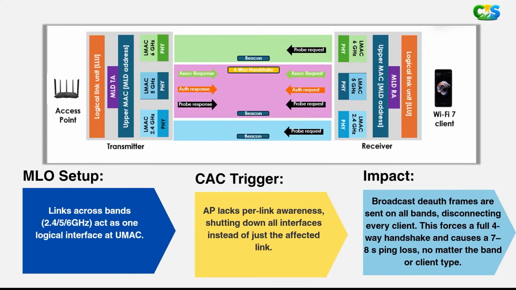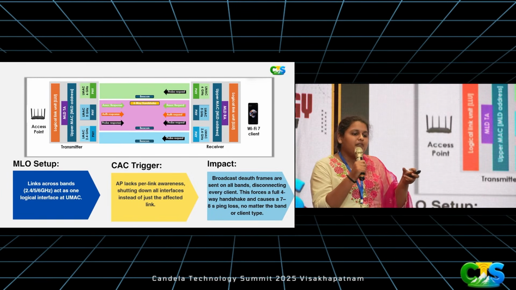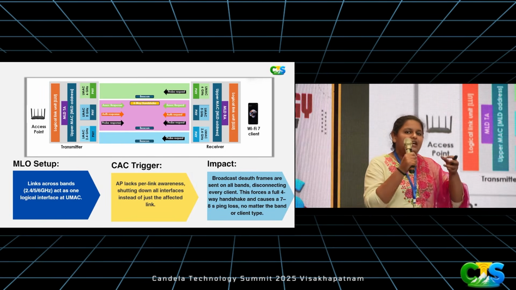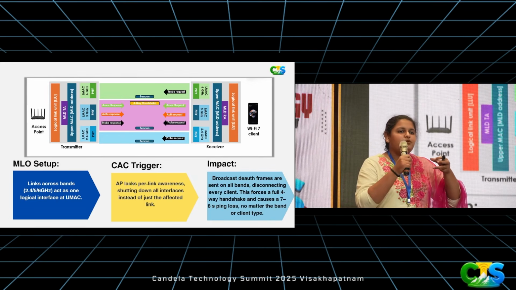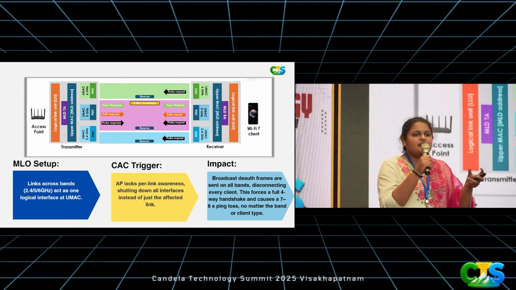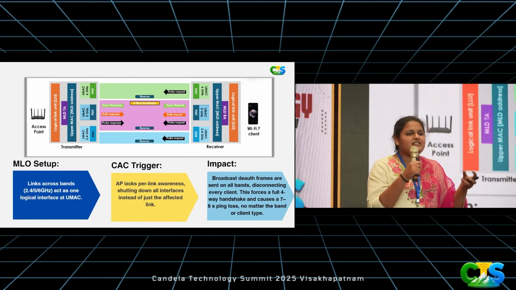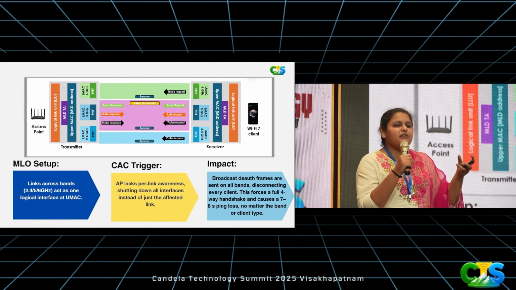For each and every physical radio we have, there will be an LMAC, right? All the LMACs will be logically linked together to form a UMAC, like a unified bridge. So what's happening here is, whenever one of the links is failing, the bridge is assuming that the whole bridge is failing and the whole bridge is coming down. And due to this, we are observing the broadcast dearth on all the bands, resulting in the disconnection of all the associated stations to the AP.